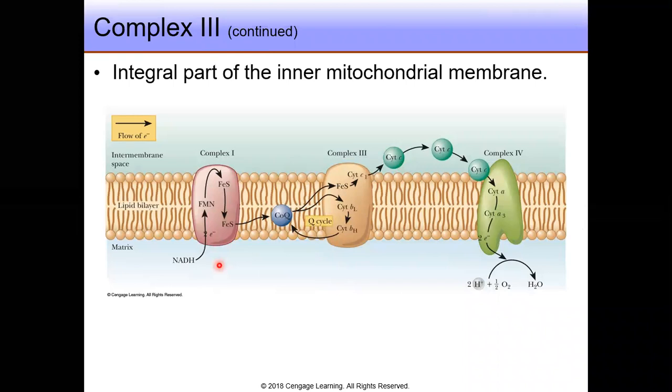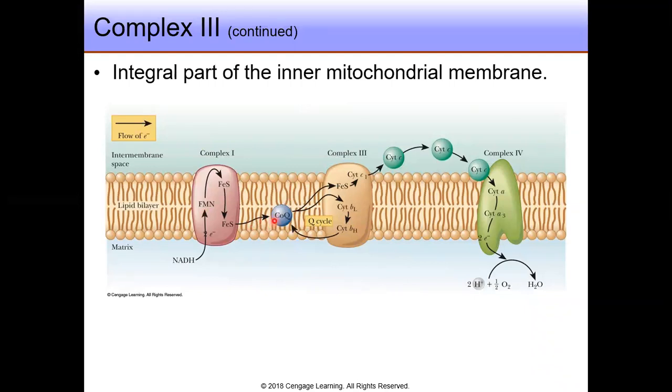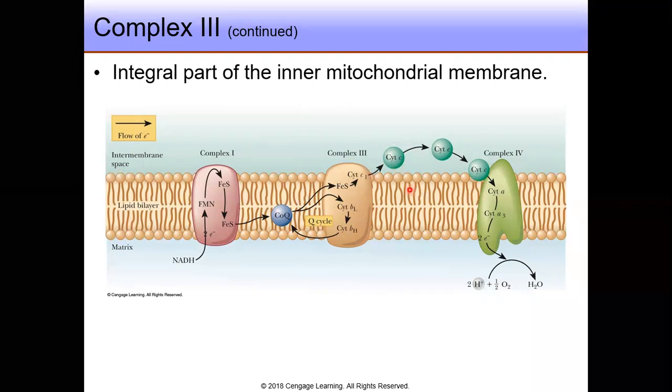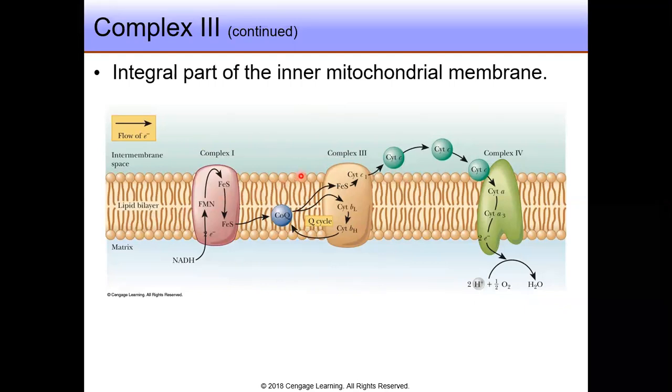Notice, complex 2 is not involved and is not shown, only complex 1 with 3 or 4, as you can see here. And this arrow shows us the direction of flow of electrons. Now this CoQH2, as I told you, is found in the lipid bilayer, it's mobile. And also cytochrome c is mobile, but it is located in the intermembrane space. We will see this again as we go.